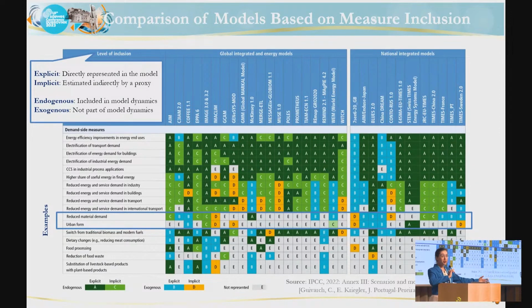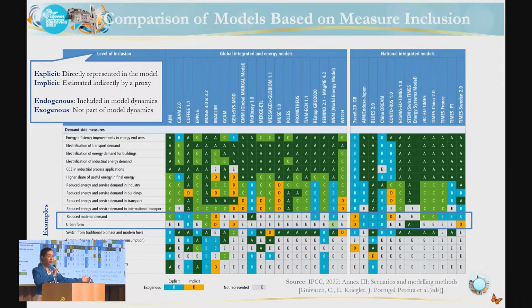An evaluation of such aspects as reducing the material demand and urban form, which also relates to resource efficiency, lowering energy demand through urban planning, and also allowing the urban infrastructure to support flexibility. Sometimes these are not represented, and when they are represented, they can either be endogenous, exogenous, implicitly, or explicitly.